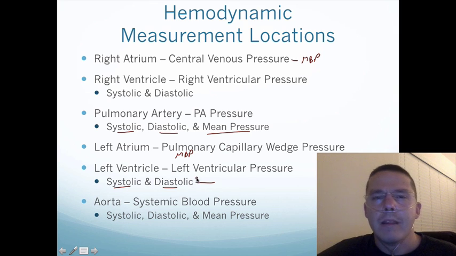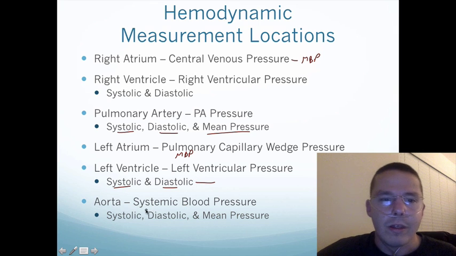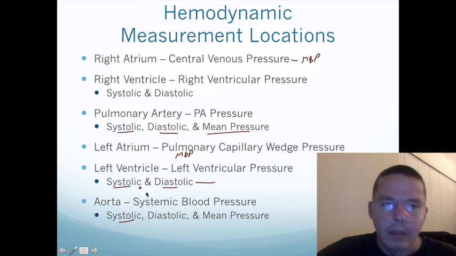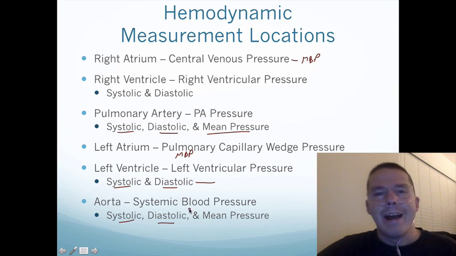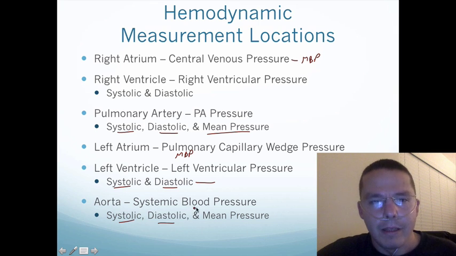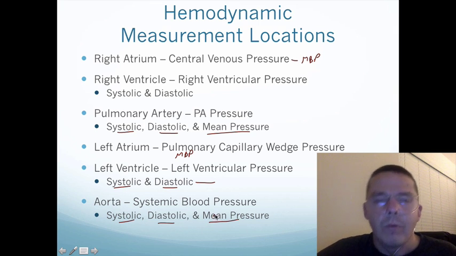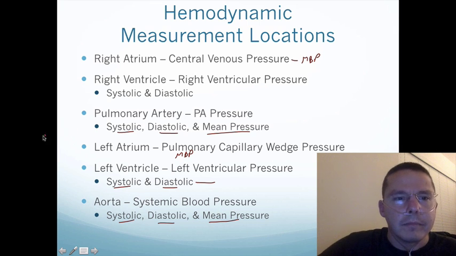Then as the blood is propelled from the left ventricle into the aorta, which is also the systemic blood pressure or the systemic system, now we have the systolic pressure, just like the left ventricle, the diastolic pressure, just like the left ventricle, but now because we have distal organ perfusion, i.e. the systemic capillary beds, now we're also going to worry about a mean pressure as well. So as you progress, it gets a little bit more complicated, but I generally like to separate it out like this.